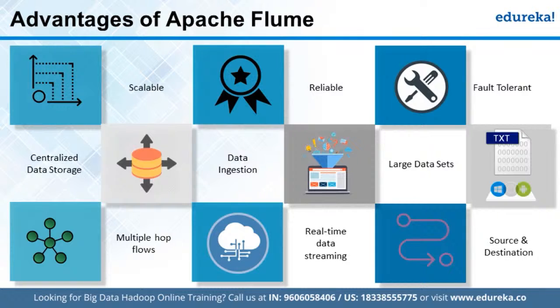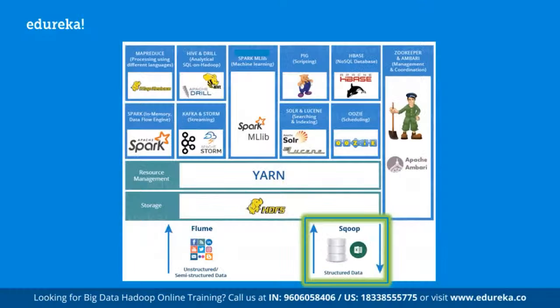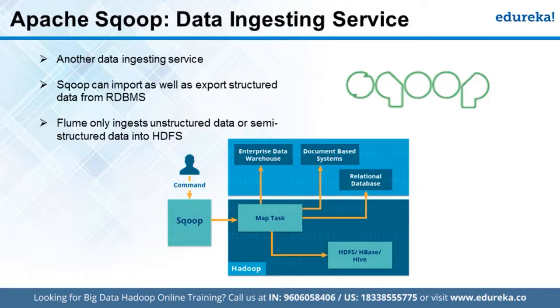These are some of the advantages you can see: scalable, reliable, fault tolerant, centralized data storage, data ingestion, large data sets, real time. All you have to remember is scalable, reliable, and real time data streaming out of so many boxes. Sqoop. So the main task of Sqoop is moving data in and out from RDBMS to Hadoop and Hadoop to RDBMS. Flume only ingests unstructured data or semi-structured data into HDFS.